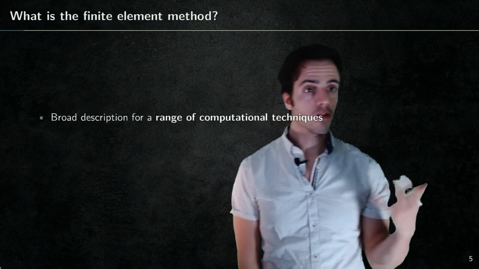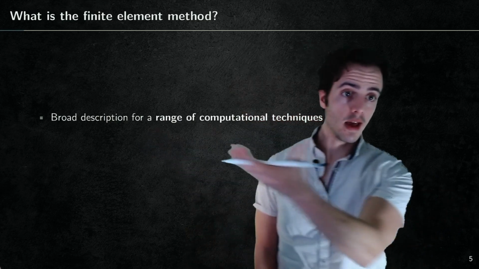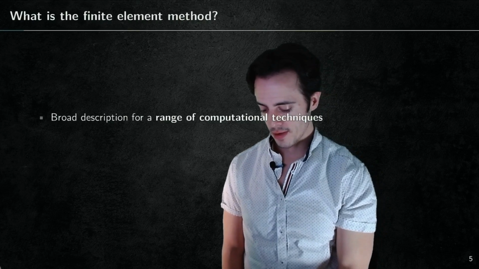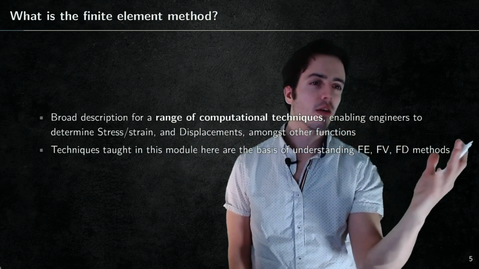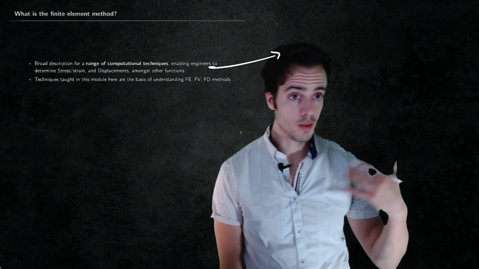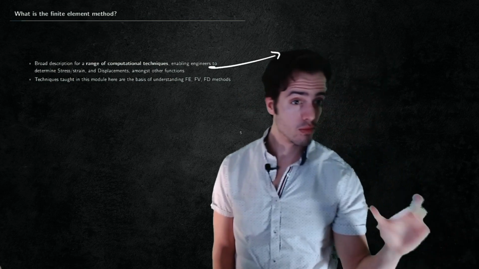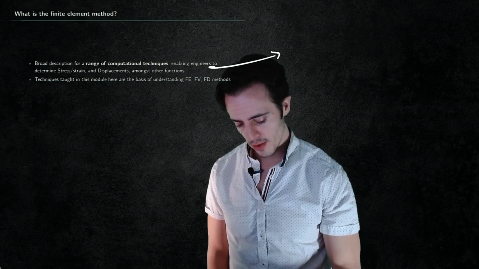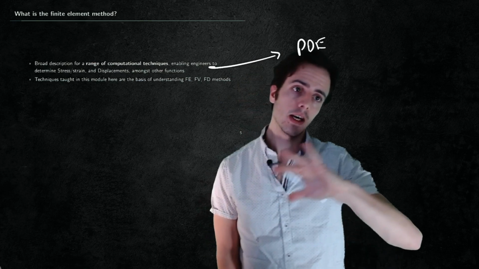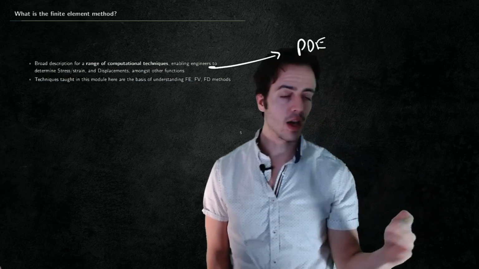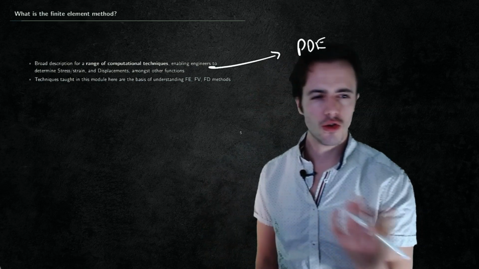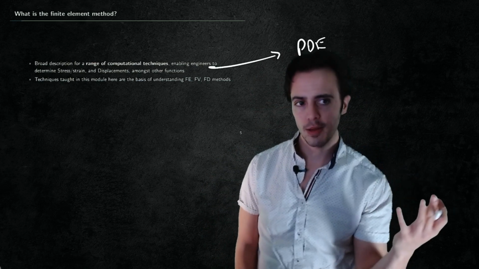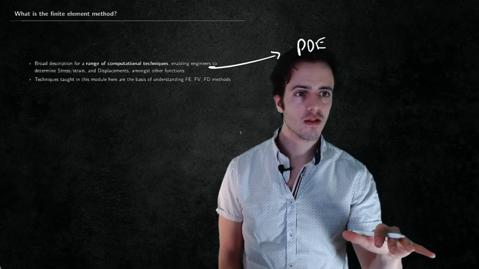So what is FE? What is the finite element method? And it is what we say here. It's a broad description for a range of computational techniques that we use to do lots of different things that enable us to determine stress, strain, displacements, amongst other things. Now the way that FE codes work in general, and we'll be going through this in the theory later, in the first proper lecture of this course, is that we've got some form of partial differential equation, and we're looking to see the solution of that equation over some domain. So the first step is recognizing the governing equation, normally putting it into some sort of integral form that makes it a little bit easier to solve. We're not going to be looking at that too much in this course.